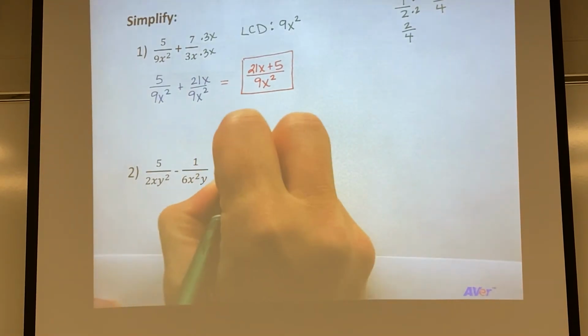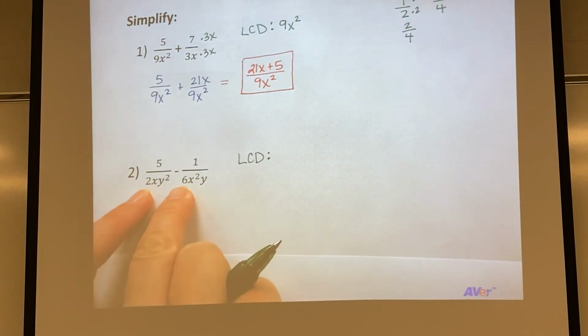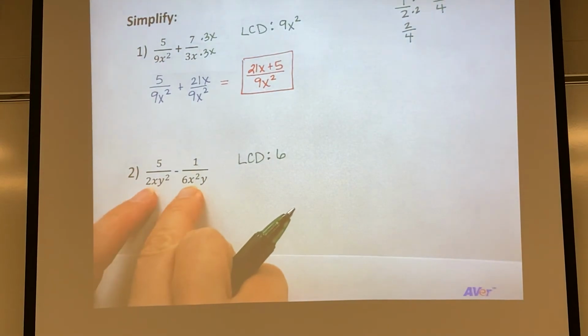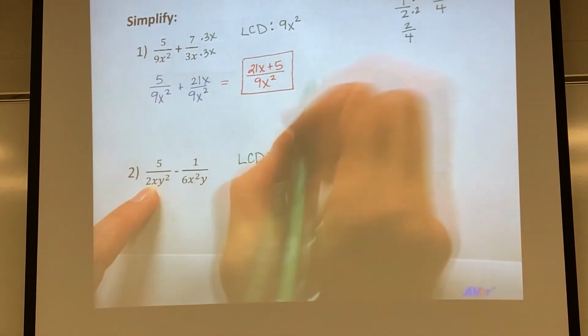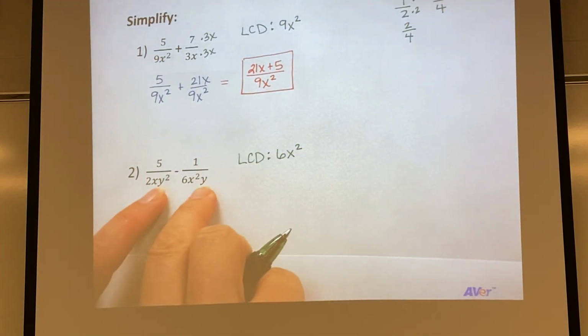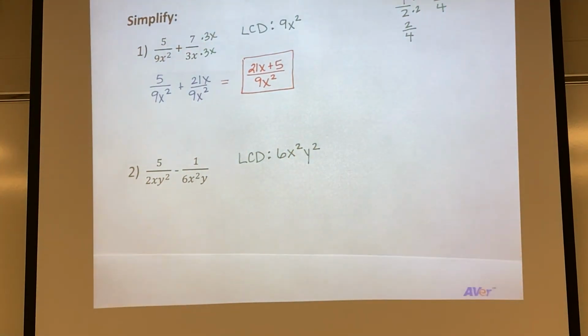All right, this LCD, you have to take each one of these pieces individually. So a number that both 2 and 6 go into, 6. A variable that both x and x squared go into, that would be x squared. And a value for y squared and y would be y squared. So our LCD is 6x squared y squared.